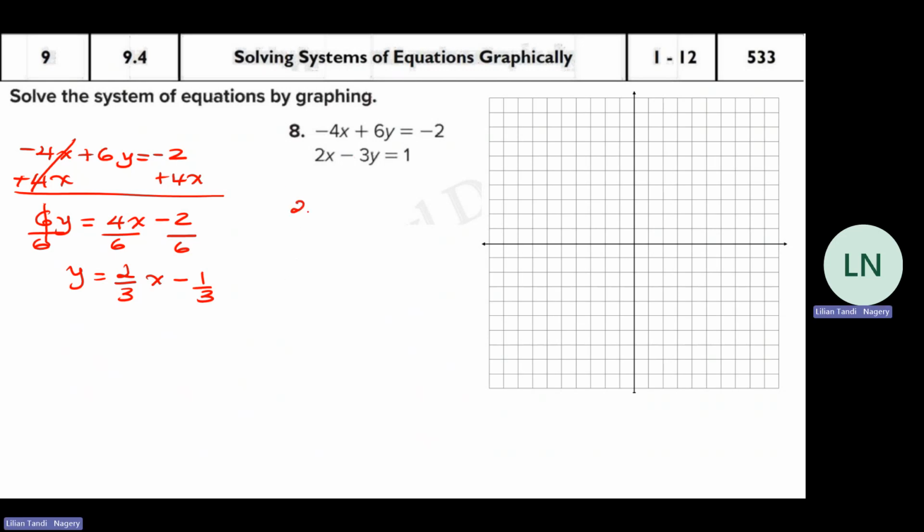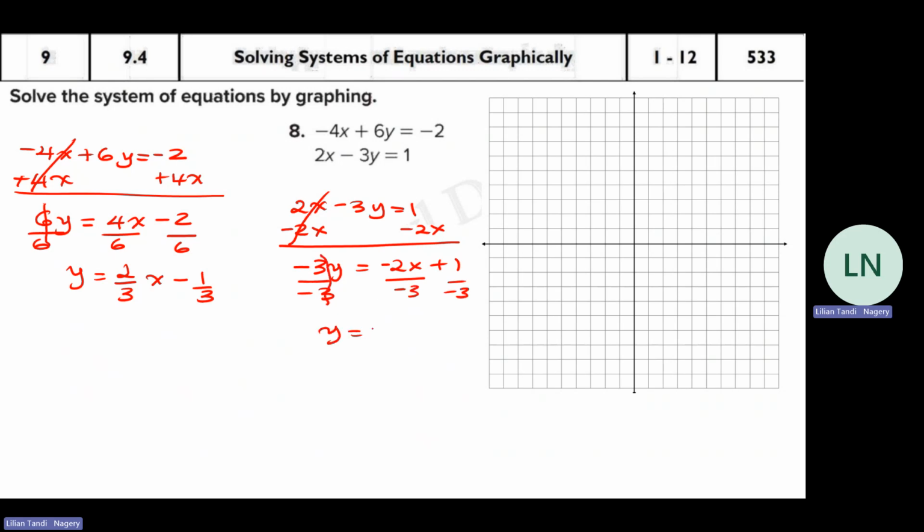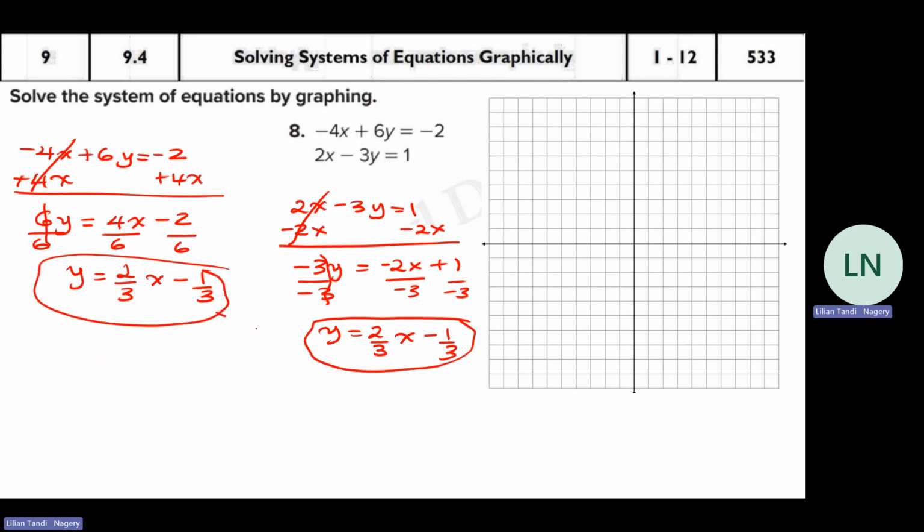So here 2x minus 3y equals to 1 minus 2x minus 2x. This goes away. You have negative 3y equals to negative 2x plus 1. Divide by negative 3 on all your terms. Y equals to 2 over 3x minus 1 over 3. This equation and this equation are the same.